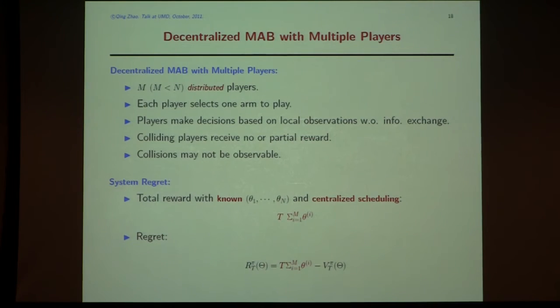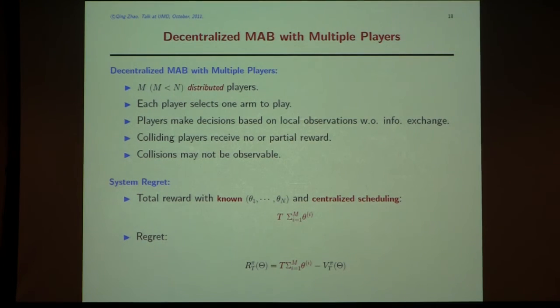So the general formulation of the problem is the following. We have M distributed players, where M is smaller than the number of arms. Each player chooses one arm to play at any given time. Players can only make decisions based on their own local observations. You don't know what other players are doing, and you don't know their observations. If multiple players choose the same arm, they receive no reward, or each one receives some partial reward. And in a general model, collisions may or may not be observable.